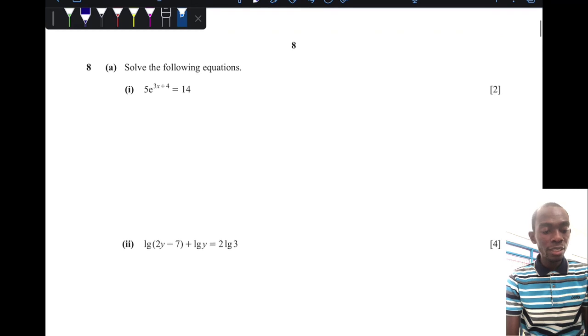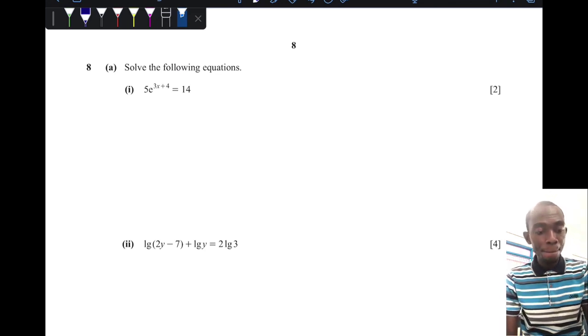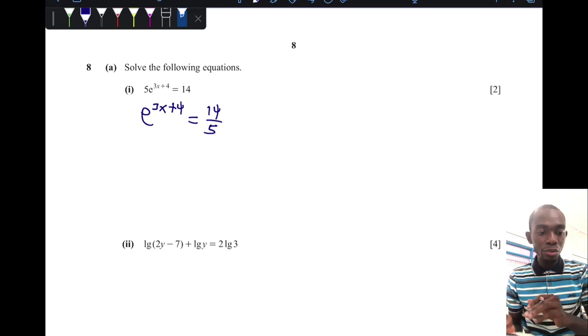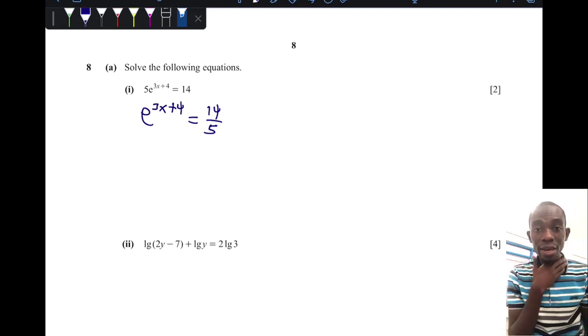The next thing is that we have a problem like this and we want to solve it. You can divide both sides by 5. It's a way to go, or you can just take the natural log of both sides. That's also fine. So if I divide both sides by 5, I'm going to get this is equal to 14 over 5. What is 14 over 5? Just in case I want to work in decimals, 14 over 5 is 2.8. So just in case we want to write in decimal, we can write that, okay?